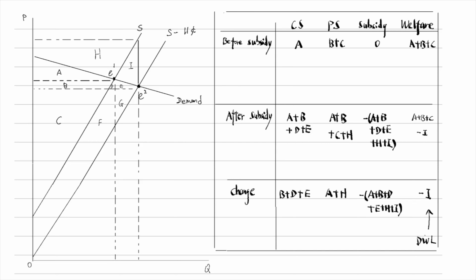If we compare it with the result of exercise 5.4 in the last video, we will find that the conclusion on the changes in consumer surplus, producer surplus, and welfare is the same. It doesn't matter whether the subsidy is given to consumers or producers.